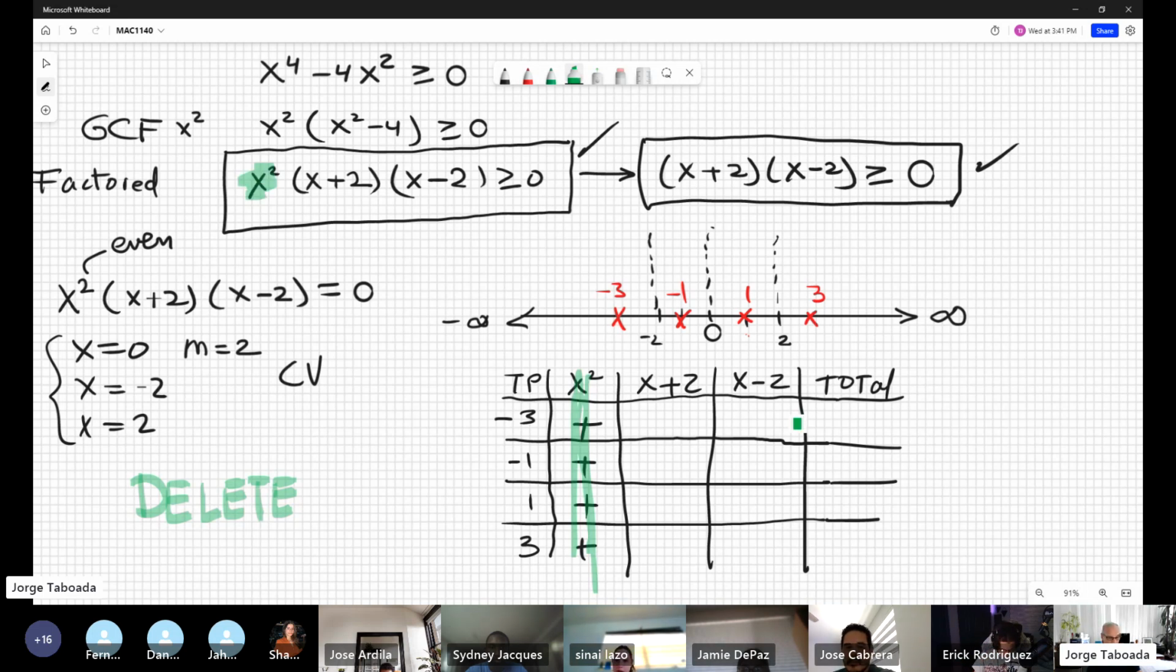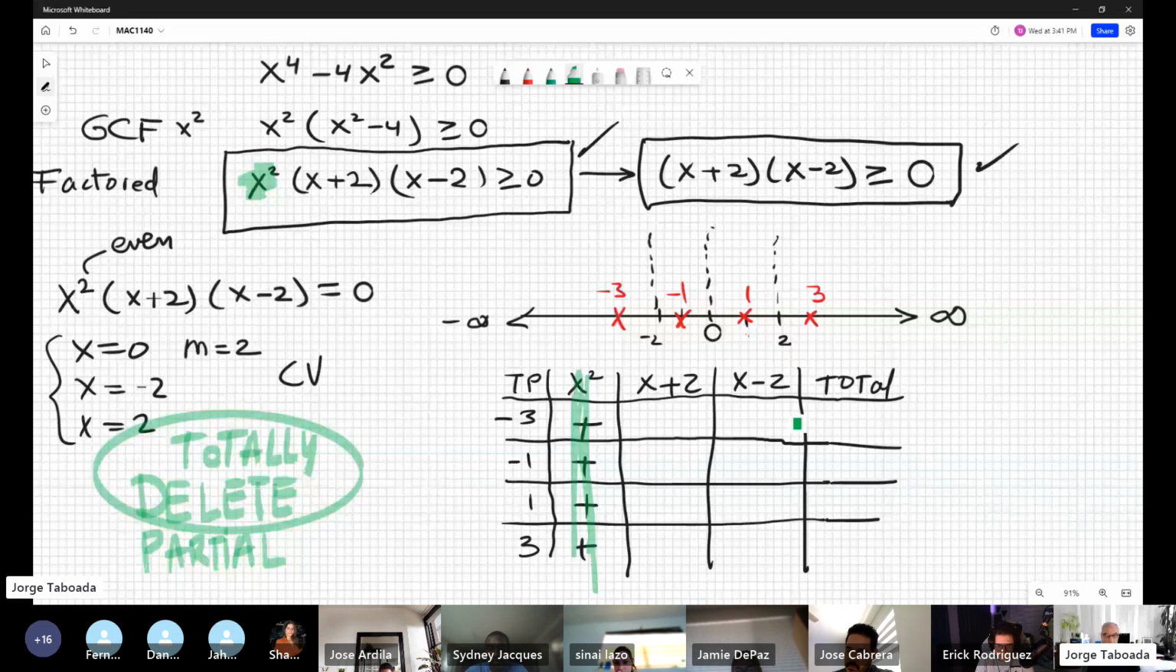The reason is not totally clear now. I understand. I want to explain in the next example more clearly when you delete or when you partially delete, because sometimes you need to partially delete. In this case, no partial. It's totally delete. The reason is not clear, but I want to explain in a few minutes. Okay, let's continue, guys.